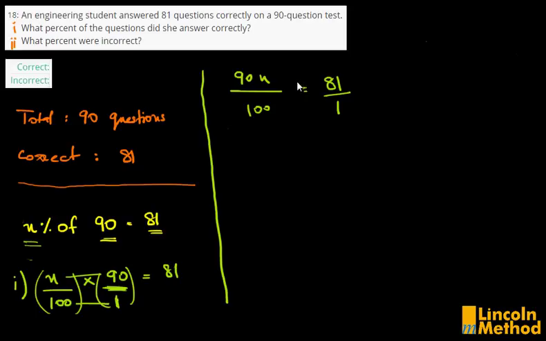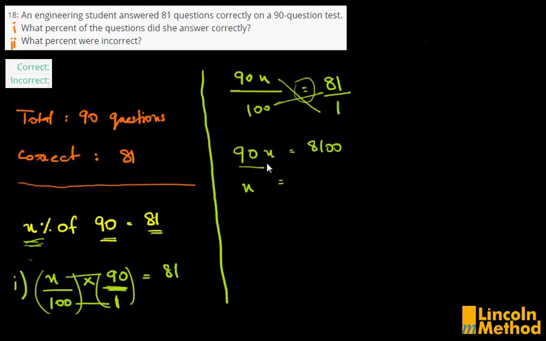And since both of these fractions have this equals sign in between, I can cross multiply, which means I can multiply 81 by 100 and I can multiply 90 by x. So 90x by 1 is 90x, and 81 multiplied by 100 is 8100. Now I can make x the subject over here, since that is what we're supposed to find. We're supposed to find X percent, so I'll make x the subject and I'll move 90 to the other side of the equals sign.